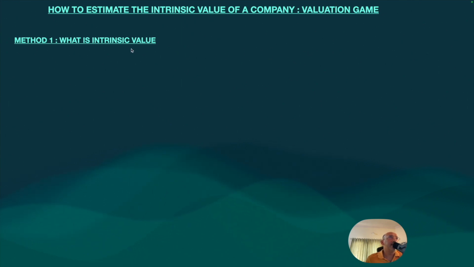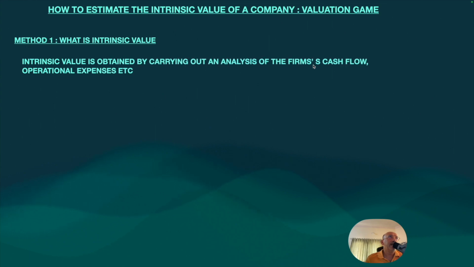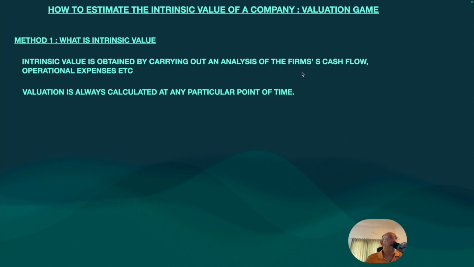In this, what is intrinsic value? We should know. The intrinsic value of a company is obtained by carrying out an analysis of its cash flow and the operational expenses of the firm. We should understand that valuation is a dynamic thing. Hence, valuation is always carried out at a particular point of time, like quarterly, half yearly, yearly, or at any point of time you want to analyze a company for its suitability for a stock purchase. At that particular point of time, we carry out valuation.